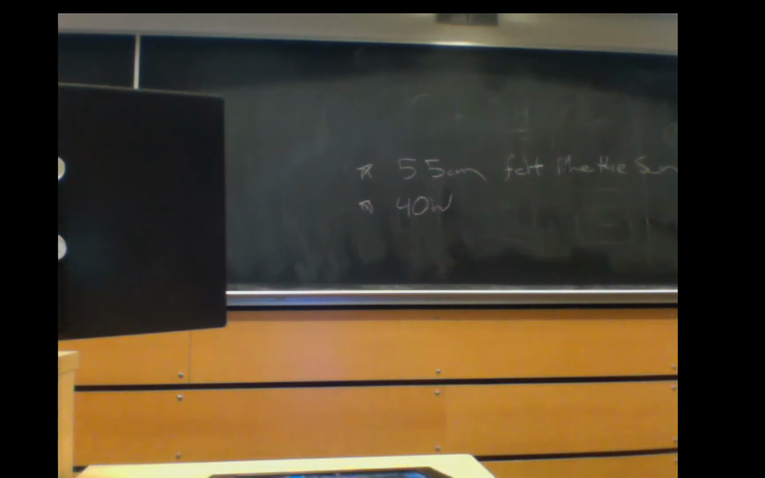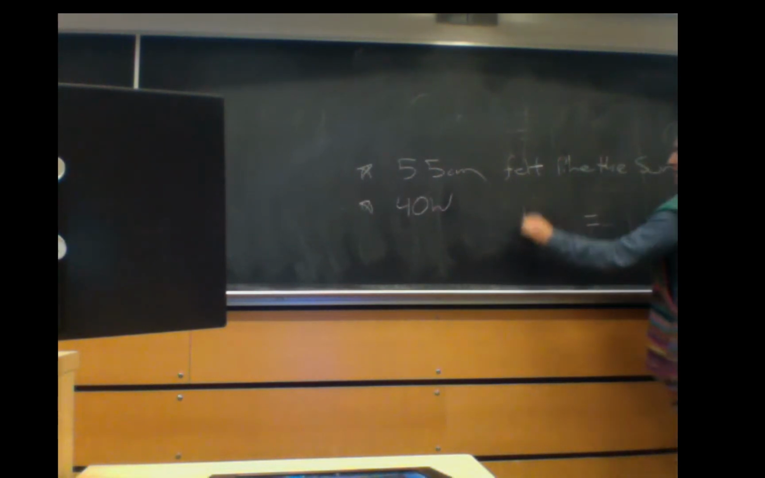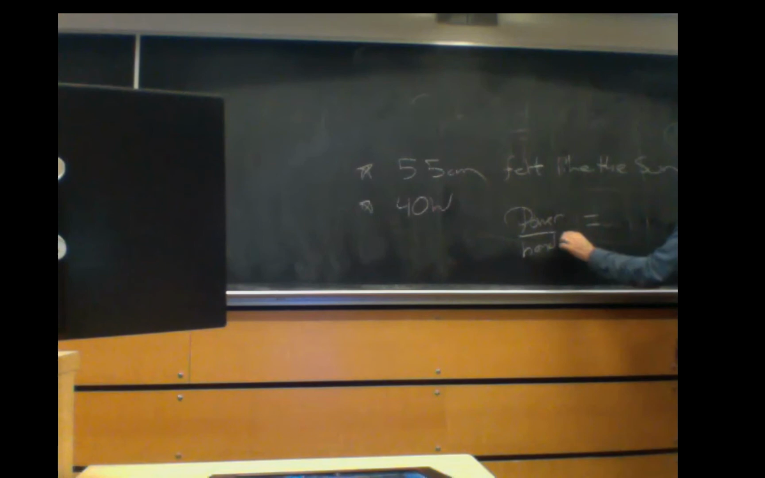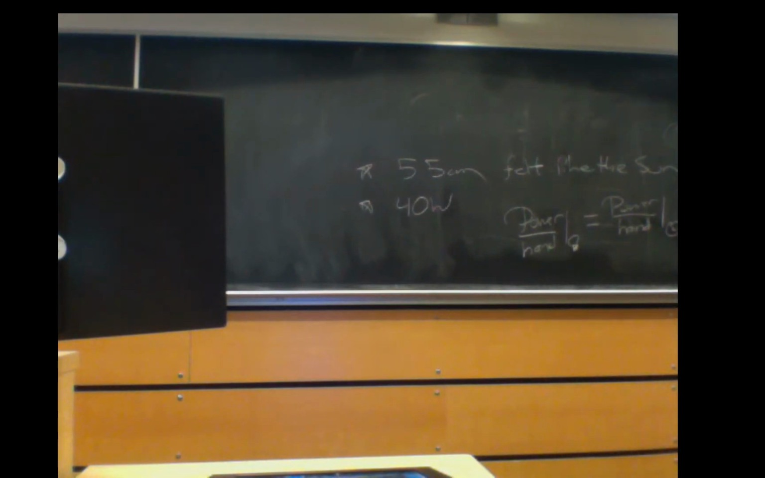So, okay, we have two equations. We can write an equation. Power on the hand, so power per hand in some sense, of the light bulb equals power on the hand for the sun. And in astronomy, we use these astrological symbols, believe it or not, because astronomy came from astrology. So the sun is a circle with a dot in it.